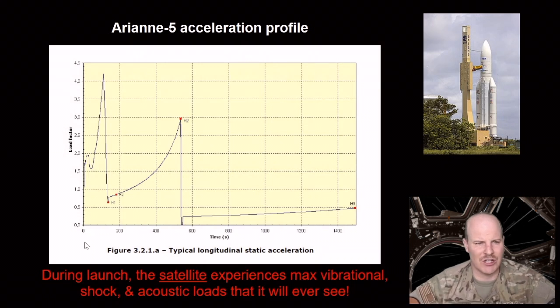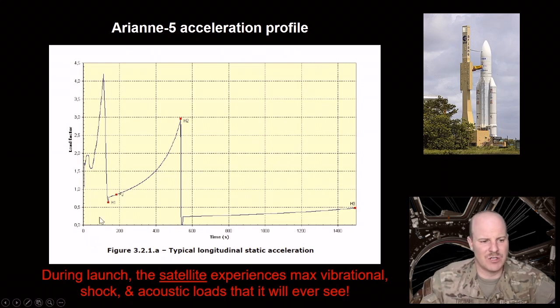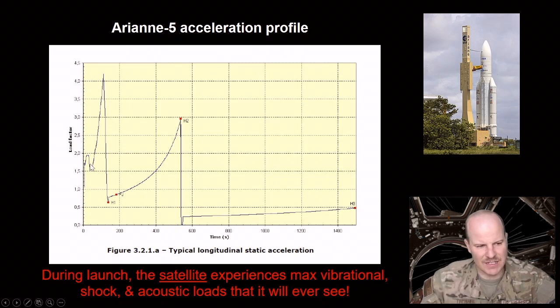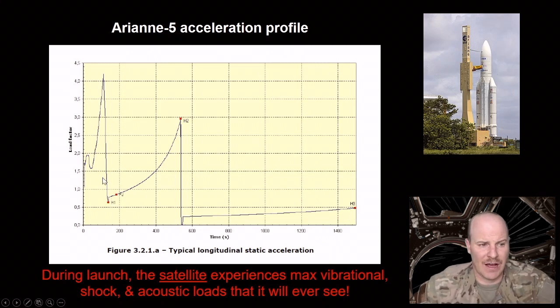So what is the launch environment exactly? What you see here is an acceleration profile, which is fairly typical for a launch vehicle. You might notice we have time going across the x-axis, and you can think of acceleration over here on the y-axis. And what you see are these sharp spikes. What these spikes actually represent are the different stages as they are burning out all of their fuel.